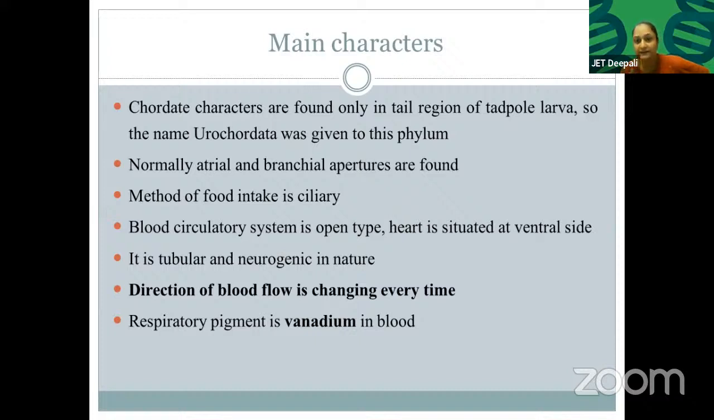And neurogenic means developed from the nervous system. Direction of blood flow is changing every time. This is an important characteristic. Urochordates change their blood flow direction every time. Their blood flow is directionless. This is a characteristic not usually common, so I have kept this under the bold mark. Respiratory pigment is vanadium, like hemichordates.